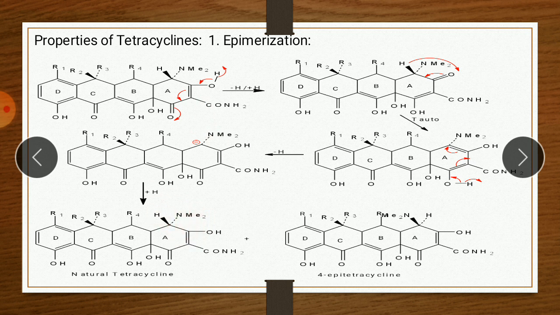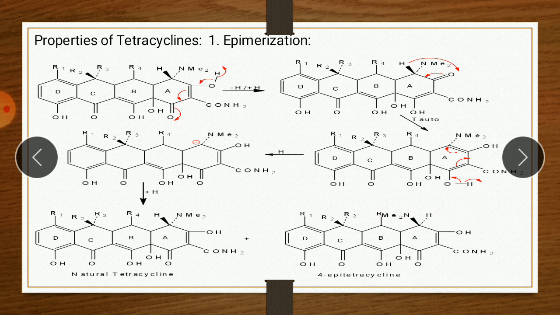If hydrogen addition takes place from below the plane, like this dotted line, it forms 4-epitetracycline. The only difference between natural tetracycline and 4-epitetracycline is the position of the group above and below the plane. In natural tetracycline, hydrogen is attached through the solid line, while the dimethylamino group is attached by the dotted line. In the epimer, the opposite situation is there. The dimethylamino group is attached through the solid line, and hydrogen through the dotted line, meaning alpha position. So that is the difference between natural tetracycline and 4-epitetracycline.